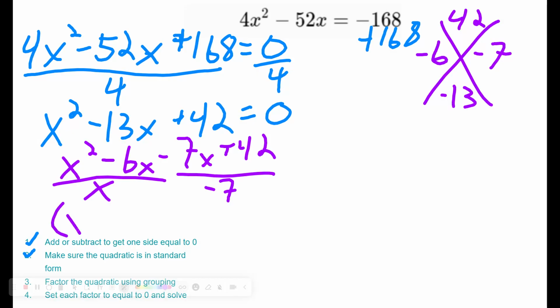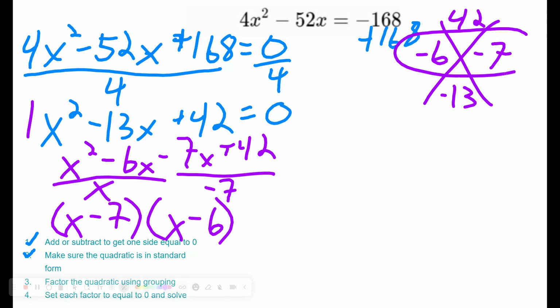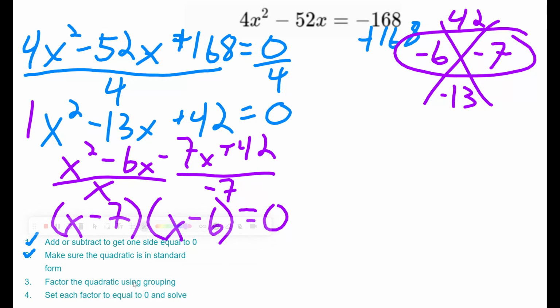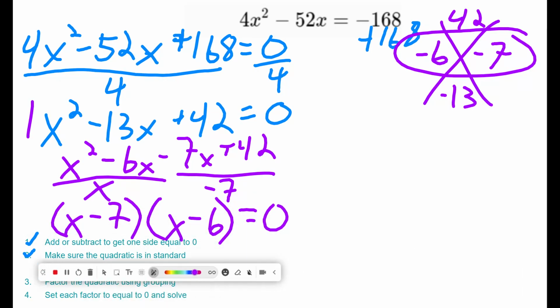So I've got x minus 7 on this side, taking out x squared minus 6x, that's going to give me x minus 6 and x minus 7. We also have our shortcut because our a value equals 1. This matches with this. Now remember, that still equals 0. We're still dealing with an equation. And the fourth step down here, after we factor the quadratic using grouping, is to set each factor equal to 0 and solve.